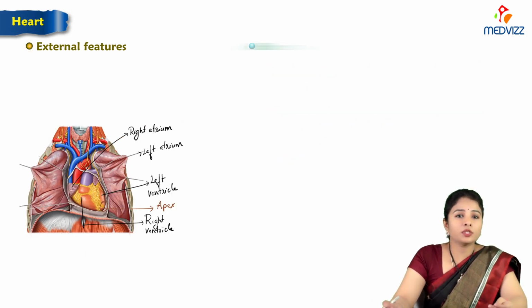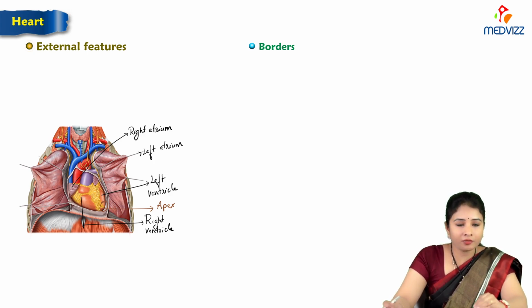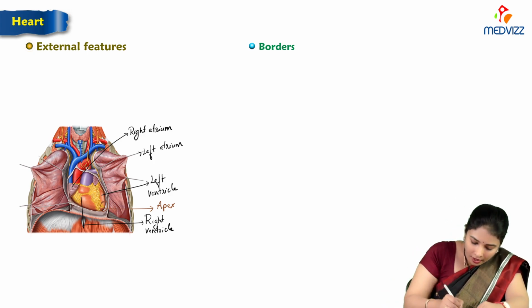Let us discuss the borders of the heart. The heart has 4 borders: upper border, right border, lower or inferior border, and left border. So here I am drawing a line over the upper border of the heart.